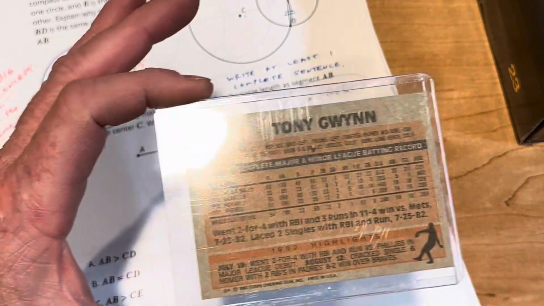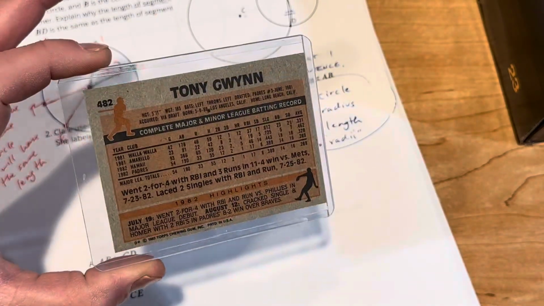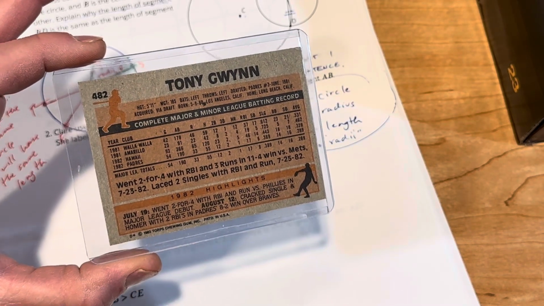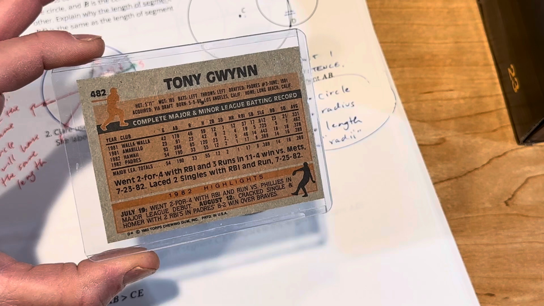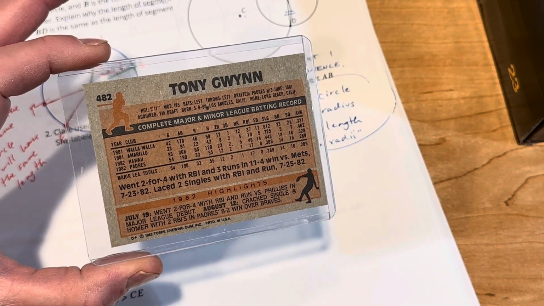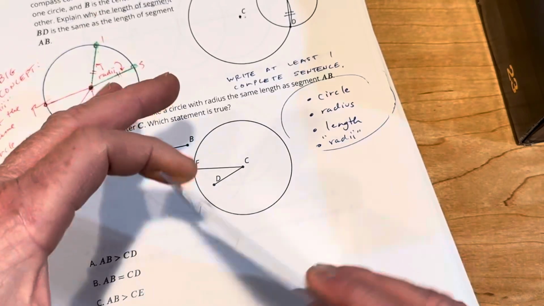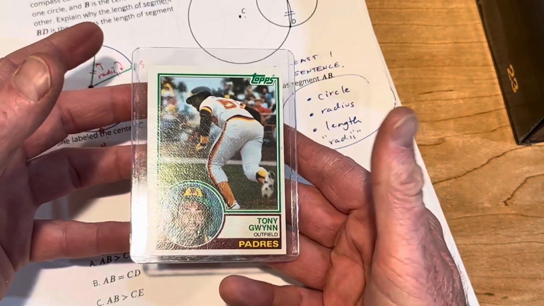He died when he was 54. You'll see me wearing his jersey sometimes. But this guy, I think he won 8 batting titles. I can't remember exactly. But legend, Hall of Fame, 2007. One of my sports heroes. So we'll start with Tony Gwynn.